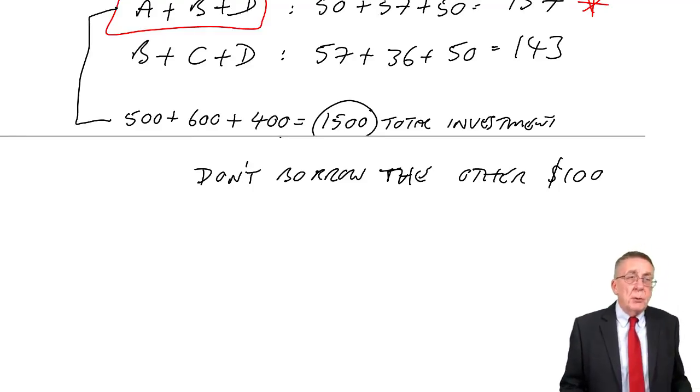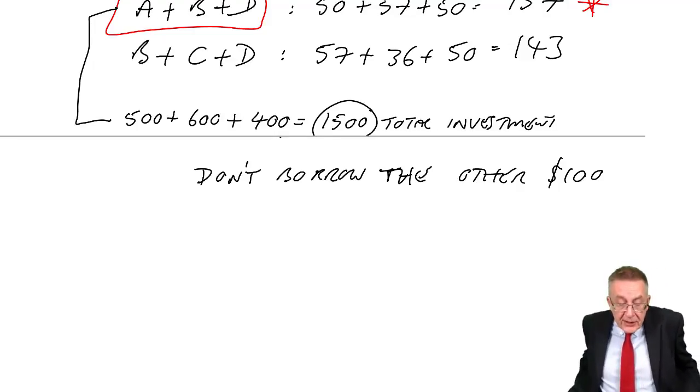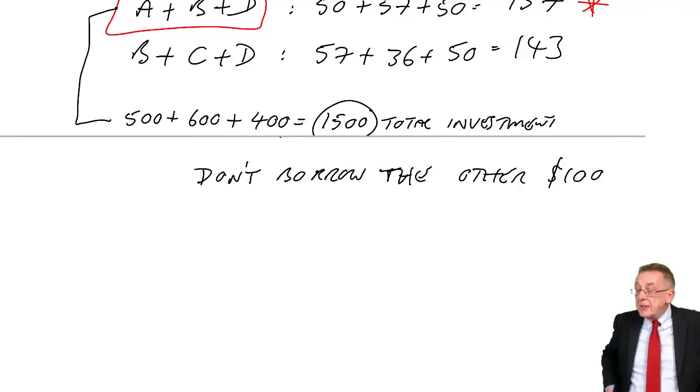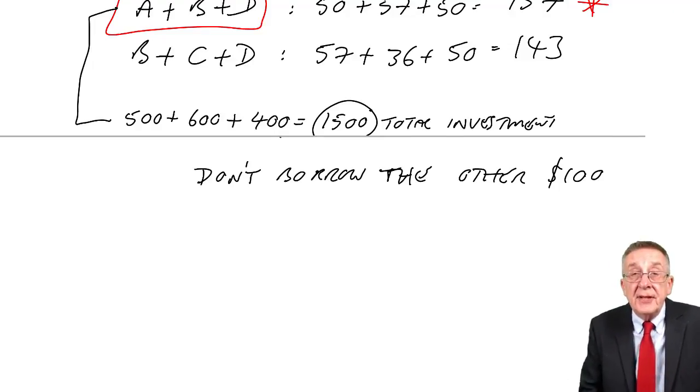Some people ask me, is that practical? Of course it is. If it's just that I'm able to borrow 1,600, then I think you'd agree you'd be stupid to borrow 1,600 and pay interest if you only need 1,500.